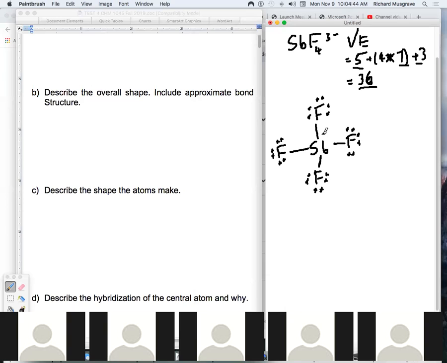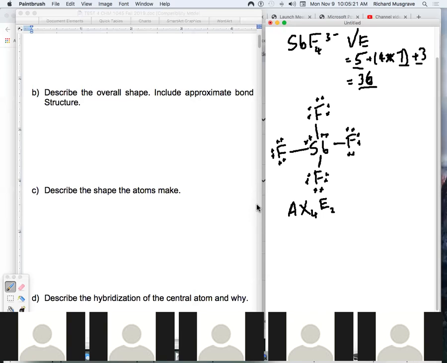That means I've got four more left, and those four are going to have to be placed onto the antimony. We talked about this earlier: this is a case where we have excess electrons, and the excess electrons go onto the central element. Using the notation I talked about earlier, A represents the central element, we've got four atoms attached, and then two pairs of non-bonding electrons, the E2 there. So AX4E2 is what I would call that.